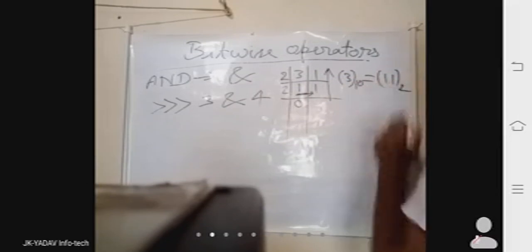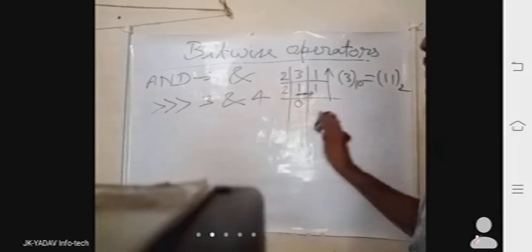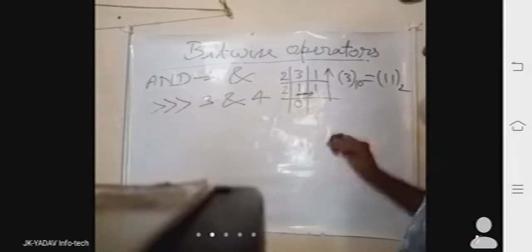So what is the binary of 3? 1 1. It means 3 of decimal is equal to 11 of binary. So this is the binary of 3. Now what is the binary of 4? Let us find the binary of 4.